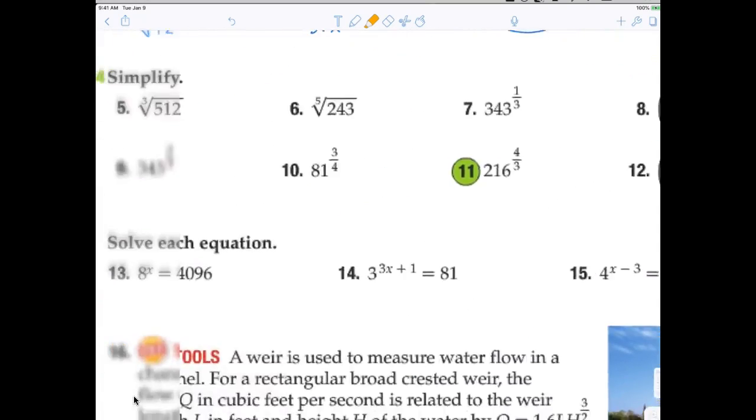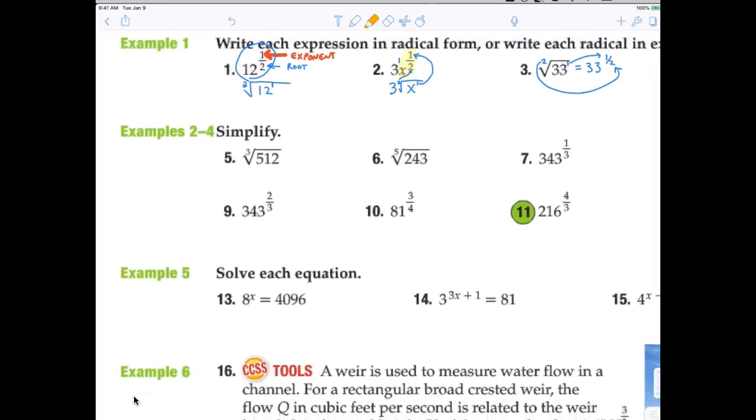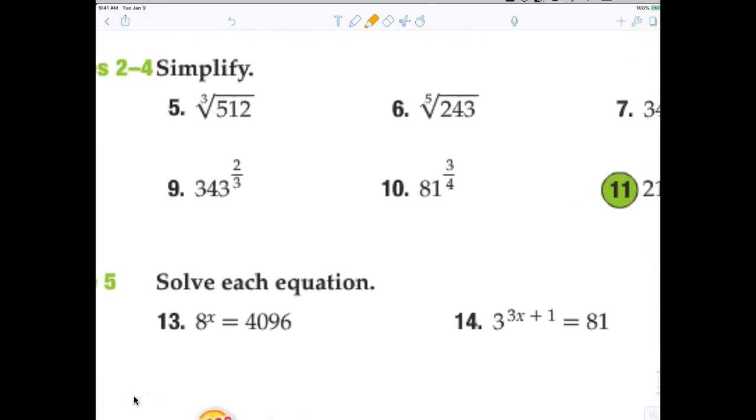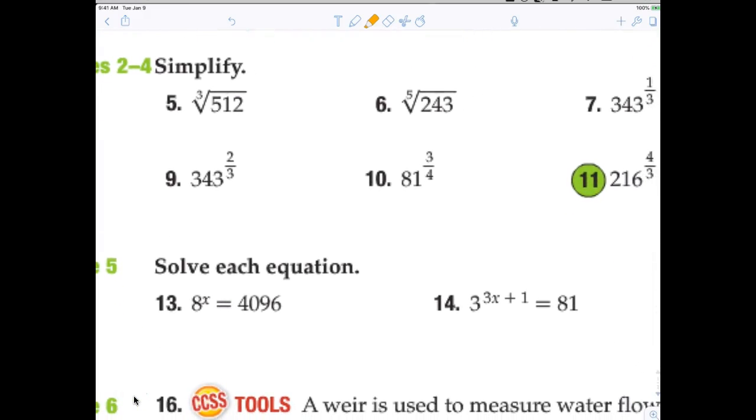All right. Now, number 5. Now here's where you need your calculator, because most people don't know the cube root of 512 is 8. So because you don't know the cube root of 512 is 8, I need to show you on your calculator. So here's what we got.